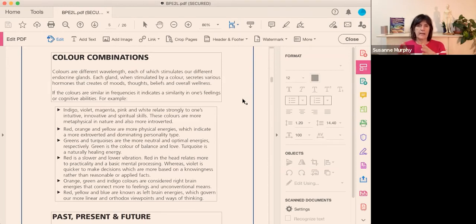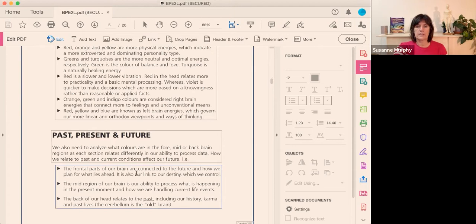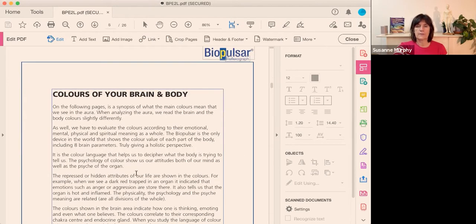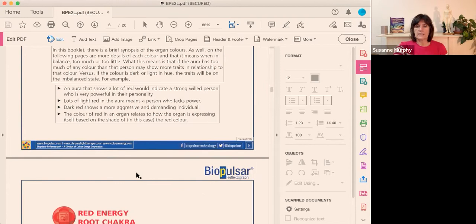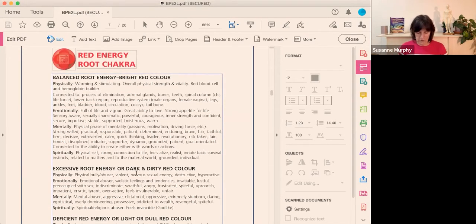And then every color has its connection, whether it's introverted, extroverted, spiritual, more physical, more emotional, more mental. So there's a lot of different relationships to the colors that we look at when we're starting to analyze the different aspects. And I already talked about the past, present, and future. So now I want to jump into the colors because time goes by so fast when I'm talking that I want to make sure I cover everything.